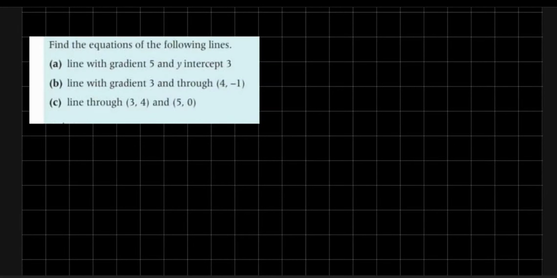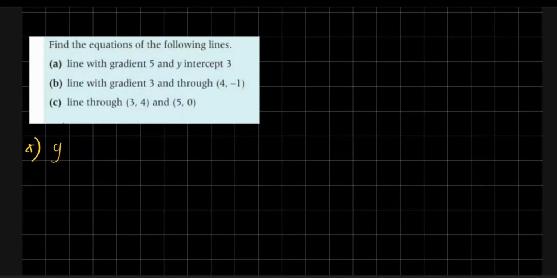Alrighty, folks. So let's say we were given these three questions here, and the first one says, find the equations of the following lines, and we have A. They give us A is a line with gradient 5 and y-intercept 3.